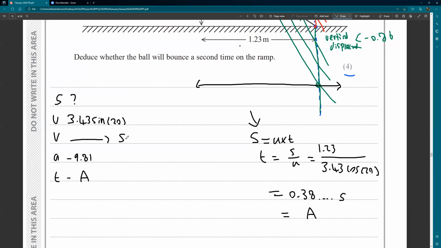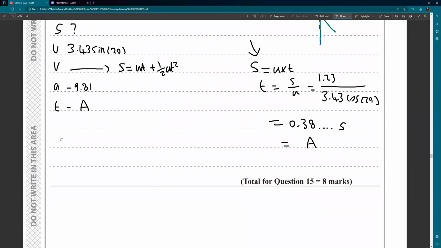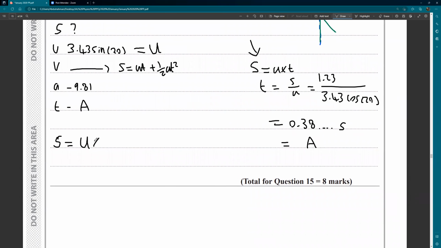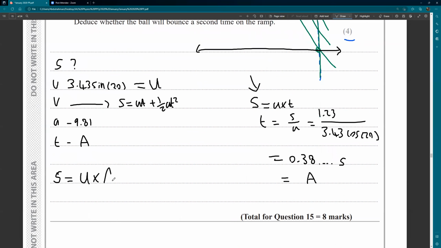V is left, so you're going to be using S is equal to UT plus half AT squared. So that becomes S is equal to, and let's label the initial velocity U. Store it as the letter U or letter B or whatever letter you want on your calculator. So S is equal to U multiplied by T, which we called A, 0.38, minus G over 2, because acceleration is obviously minus G. So minus G over 2, that's half A, and then there's T squared. T is A, so A squared. Put this on your calculator. Let me do that and see what I get.